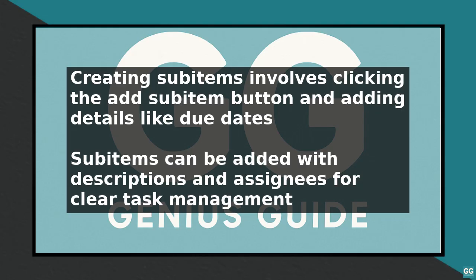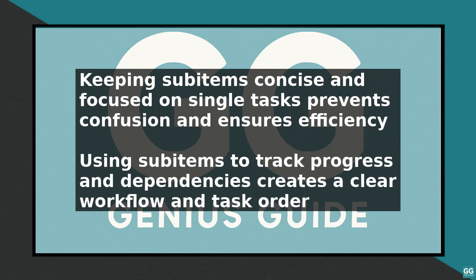Another best practice is to use subitems to track progress and dependencies. By creating subitems that are dependent on the completion of other subitems, you can create a clear workflow and ensure that tasks are completed in the correct order.